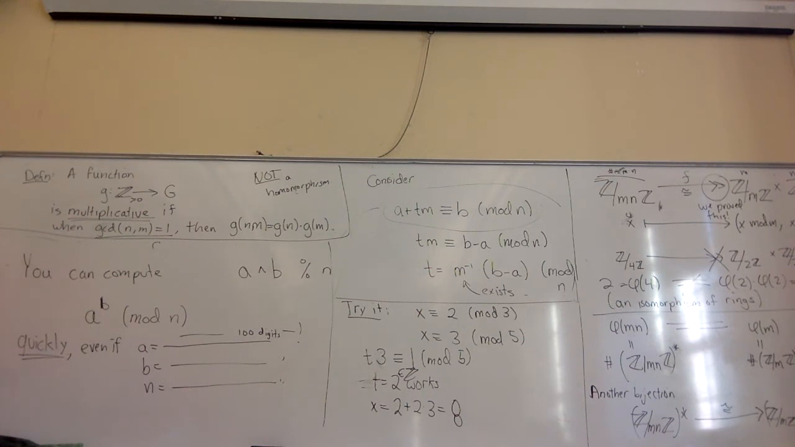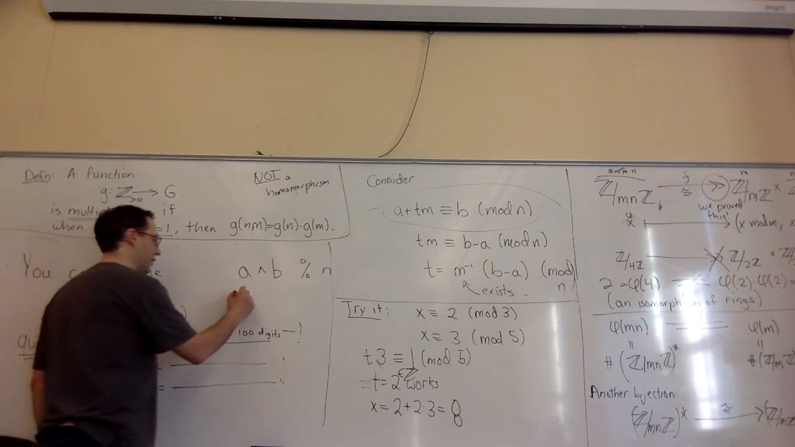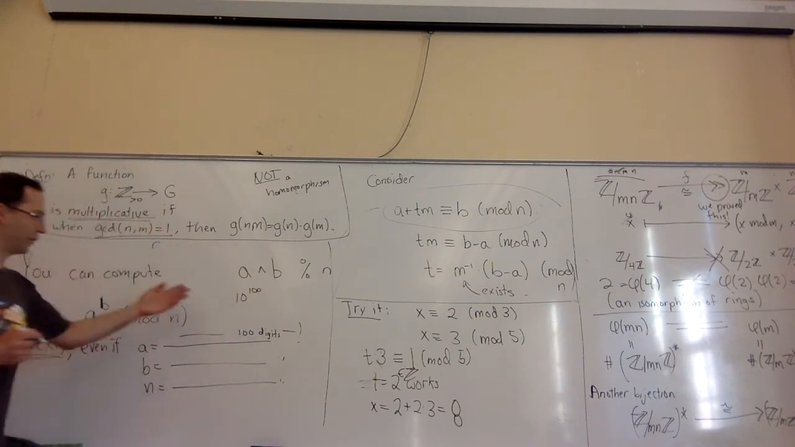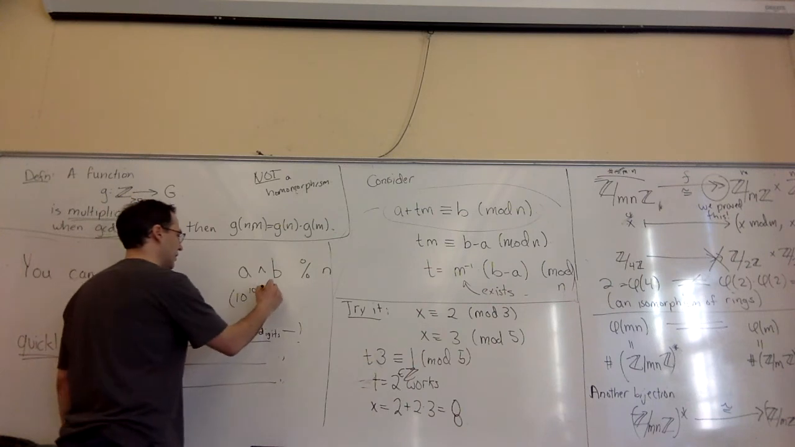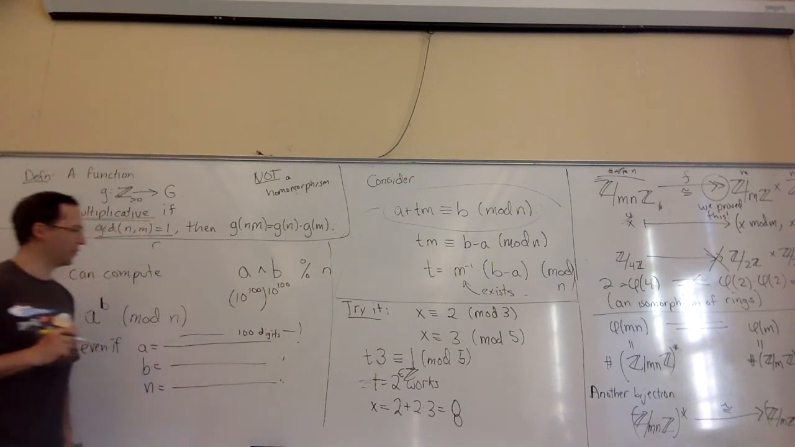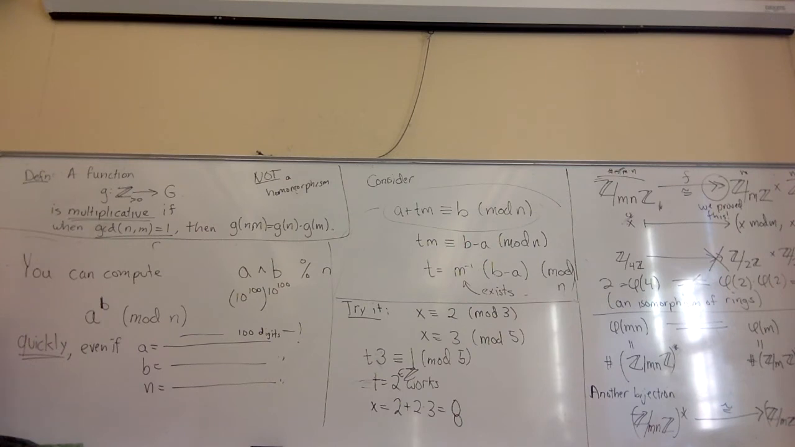What would happen is it would try to write out a to the power of b and then reduce it modulo n. Well, if a and b both have 100 digits, a to the power of b has a huge amount of digits. If a has 100 digits, it's roughly 10 to the 100, and if b has 100 digits, then it's 10 to the 100. So the number of digits of the result is 100 times 10 to the 100, which is a lot of digits. So it's about 10 to the 102 digits. That would take a long time to write out. Literally, there would be more digits than particles in the universe.